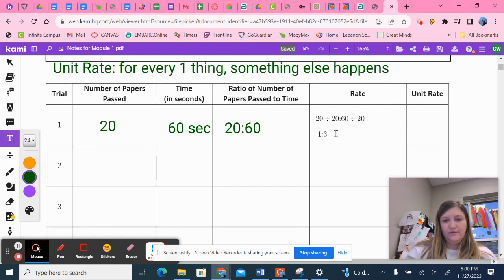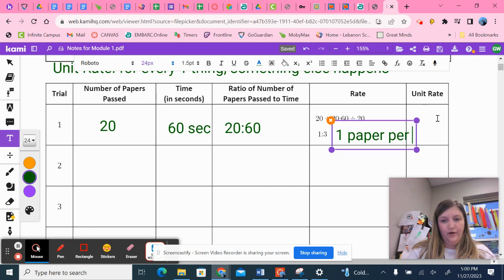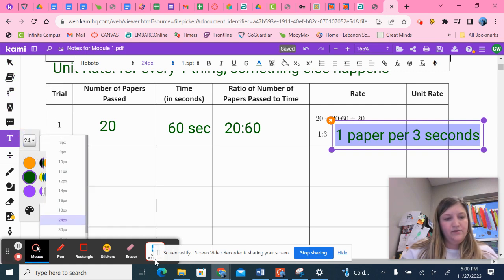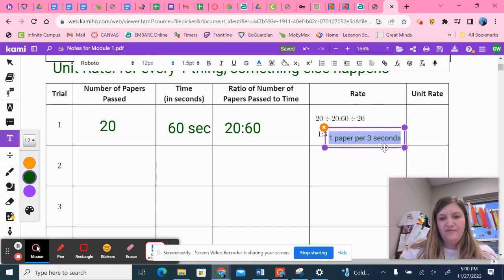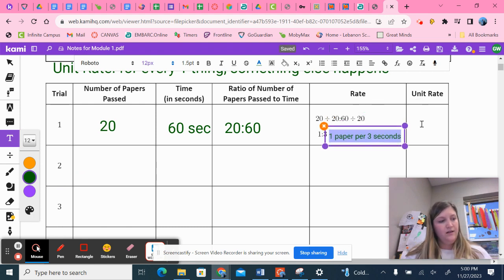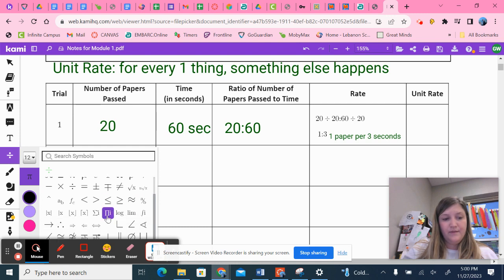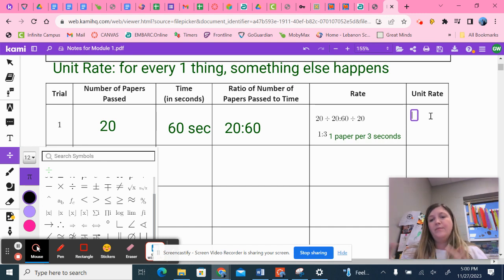So I'm going to change this really fast. So you put this in here. 1 paper per 3 seconds. Make sure we're using the word per, because whenever we use that, that's what we mean. Per is indicating a ratio is happening. And then we're going to go ahead and make this into a unit rate. So in order to make this into a unit rate, the bottom number has to be 1. So what we would say is 1 paper per every 3 seconds.